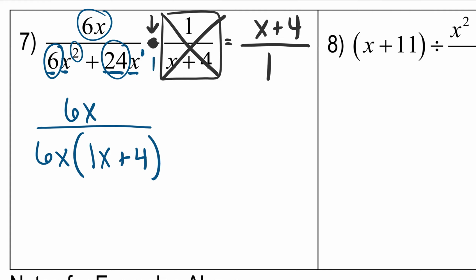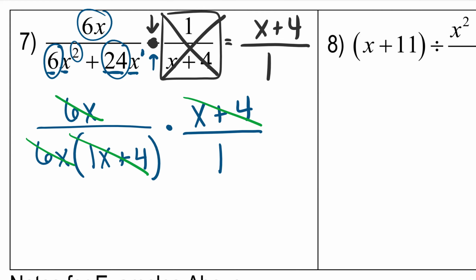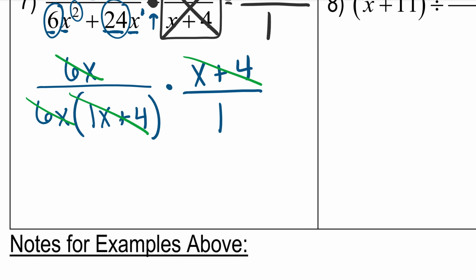Alright, now we change this to multiply, so it's times, and then we have this second fraction. I can't reduce, factor, GCF, I can't do anything. So I just write that there. Okay, so I've done everything I can, now I have to reduce. So I have 6x and 6x. I have x plus 4 and x plus 4. And you guessed it, the only thing I have left is a 1 again, so my answer is 1.